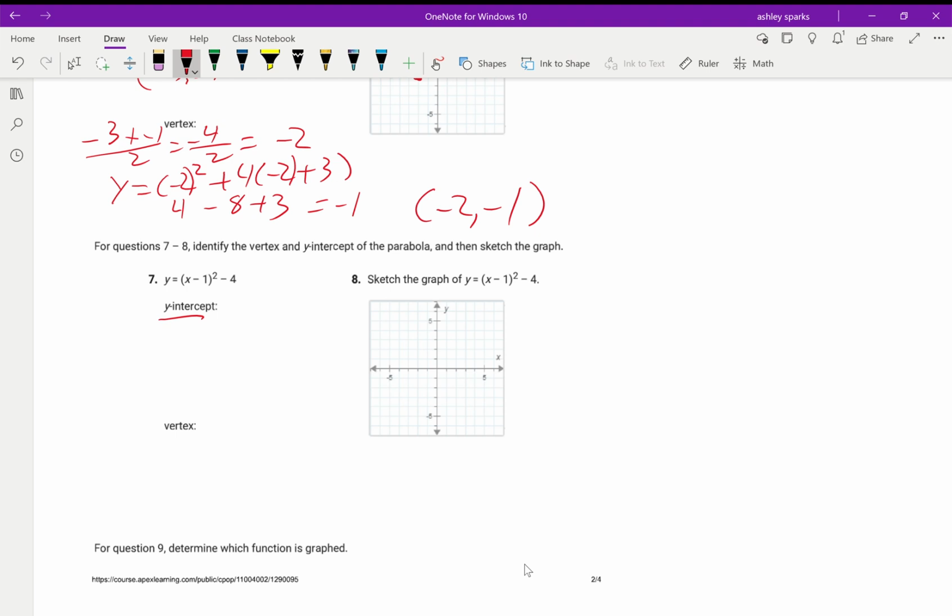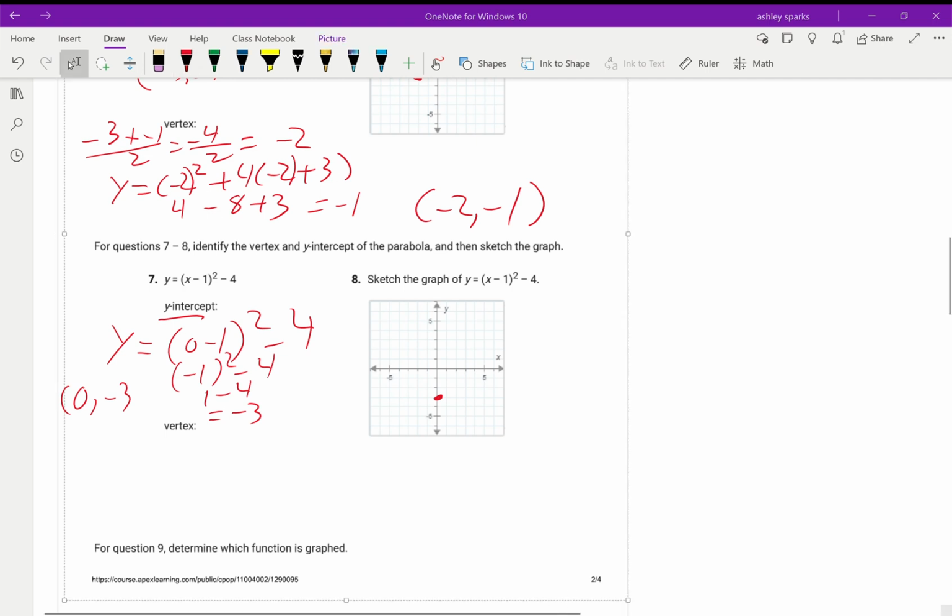For y-intercept, I'm just going to plug in 0 for x. So y equals 0 minus 1 squared minus 4. So that would be negative 1 squared minus 4, which would be 1 minus 4, which is negative 3. So I want to graph the point (0, -3). So 0, negative 3 would be down here. So this one wanted our y-intercept. It's not asking for x-intercept. And then we want to do our vertex from there.